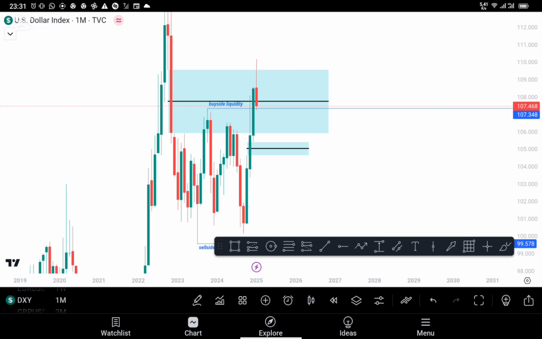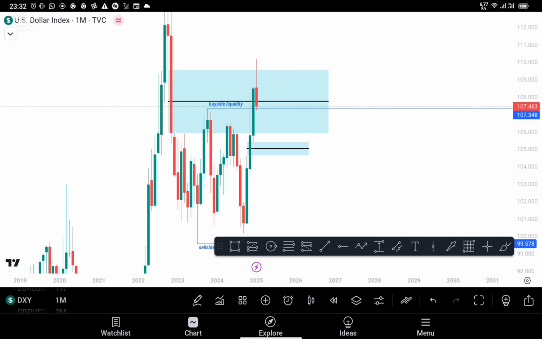Okay, so monthly we're going down. Currently the candle is bearish. We're waiting for the candle to close, and then if it's a really significant bearish candle, we're going to anticipate a bearish month after this month.